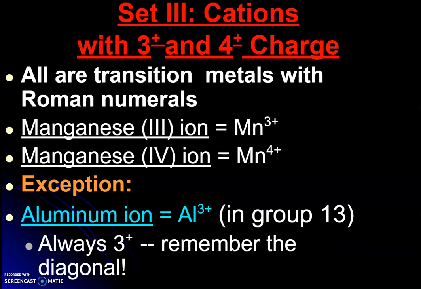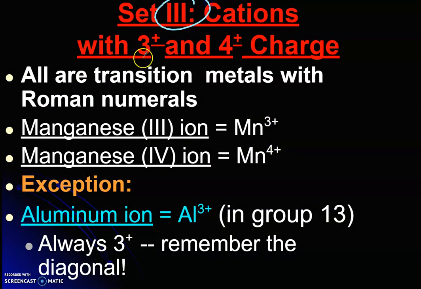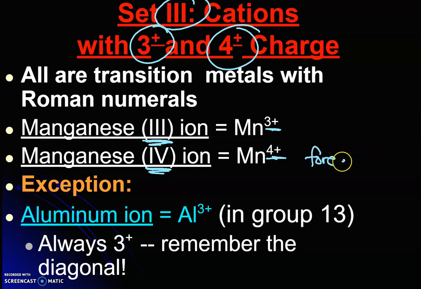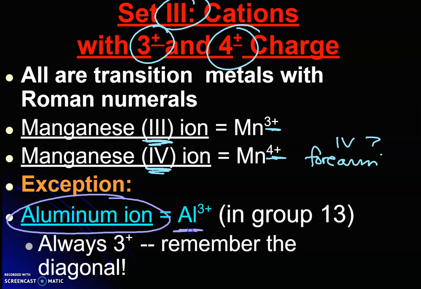All right, set 3 ions are all of the 3 plus and 4 plus, and almost all of them have Roman numerals. And they will say things like manganese 3 ion or manganese 4 ion. 3 is 3. IVs go in your forearm. Get it? Forearm. An IV intro.